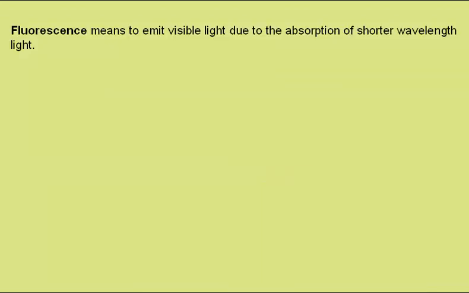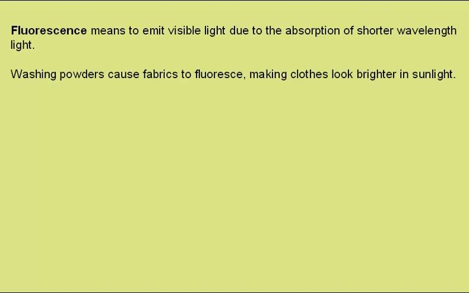Fluorescence means to emit visible light due to the absorption of shorter wavelength light. That is what is happening in the coating of the fluorescent tube. Washing powders contain chemicals which can cause fabrics to fluoresce, the intention being to make your clothes look brighter in sunlight. But sometimes under ultraviolet lamps, certain parts of your clothes can glow very, very brightly, particularly the white parts.